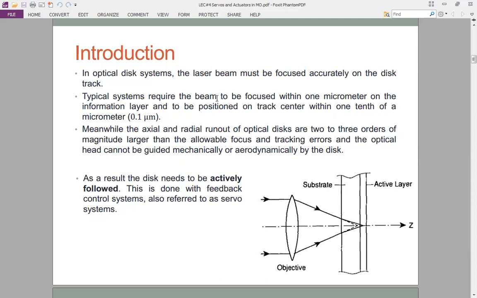The laser beam must be within 1/10 of a micrometer. So it cannot be outside the track by maybe 0.2. That will indicate that there is a problem.